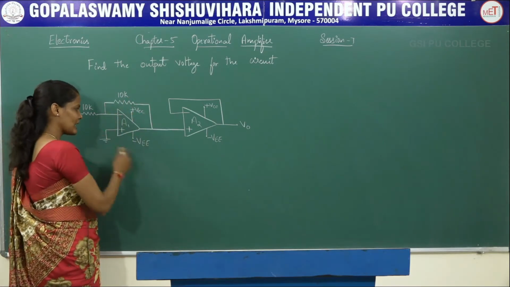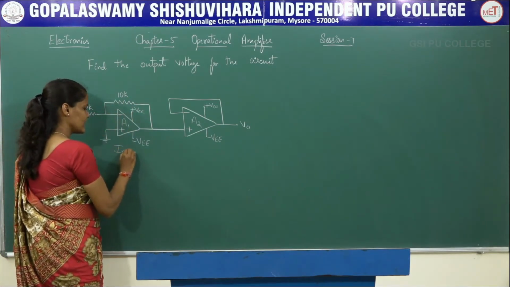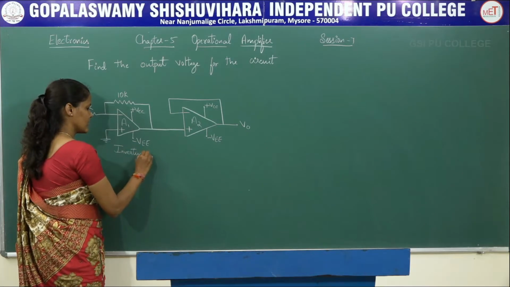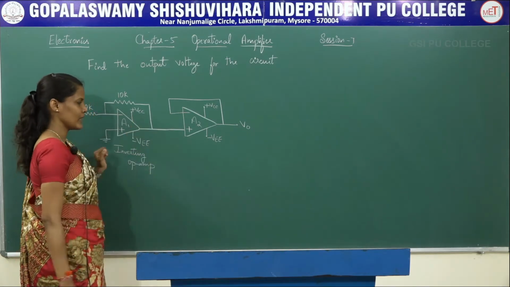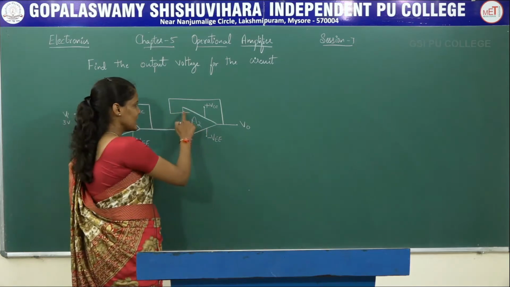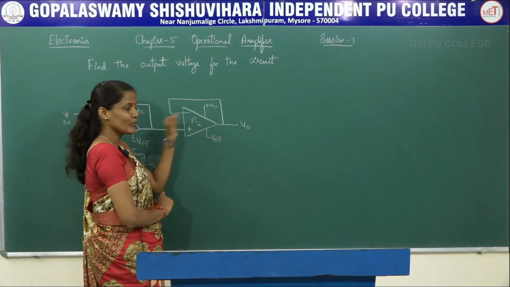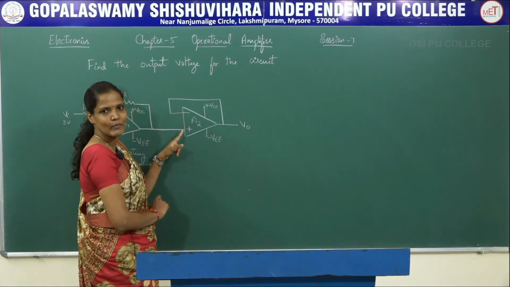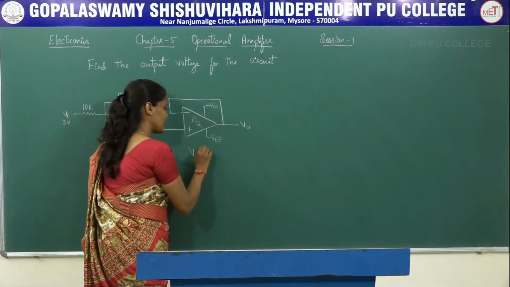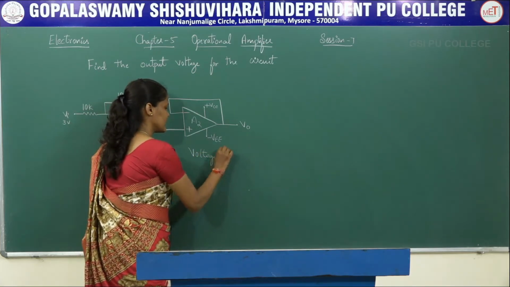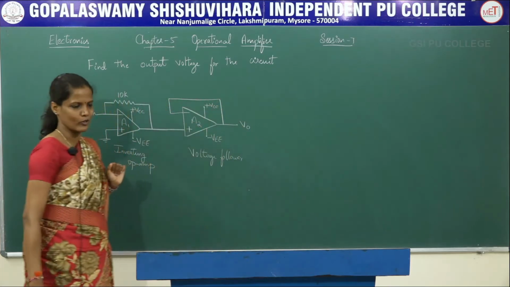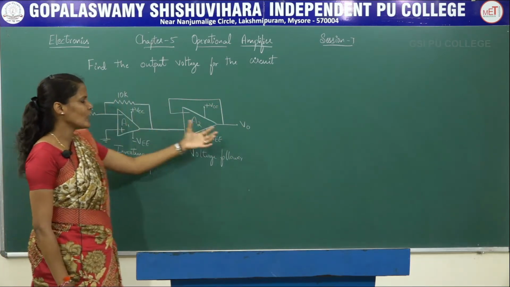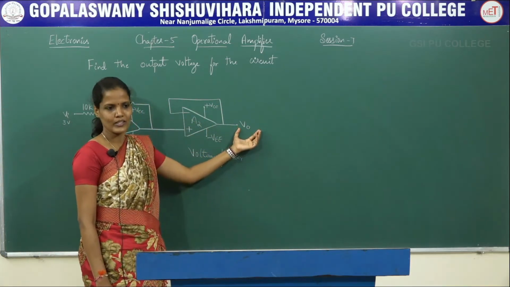the op-amp. So this is an inverting operational amplifier. Coming to this A2, here RF is not given, RF is shorted. So this is a voltage follower. This is a voltage follower. So we have to find the output voltage V0 of this circuit.